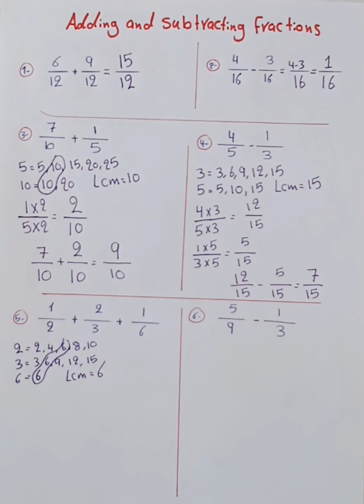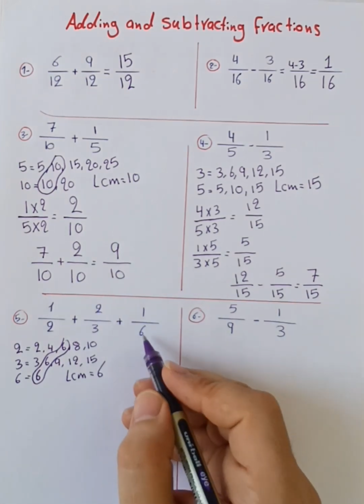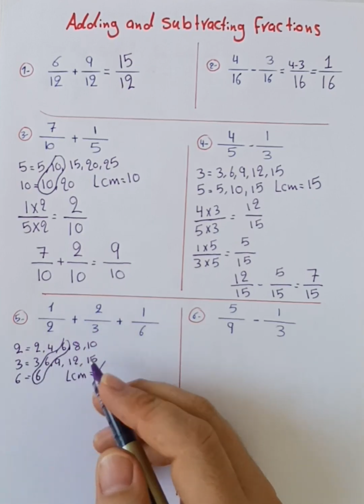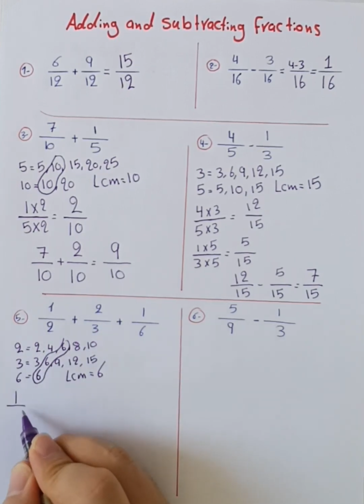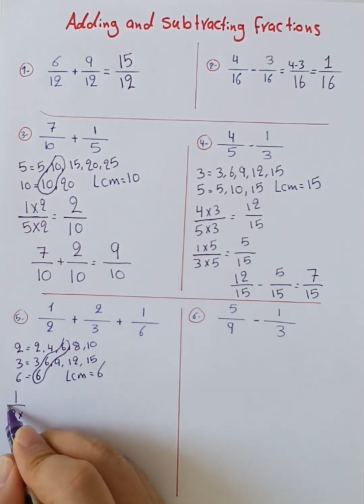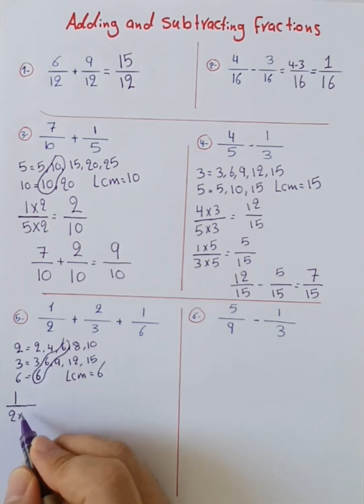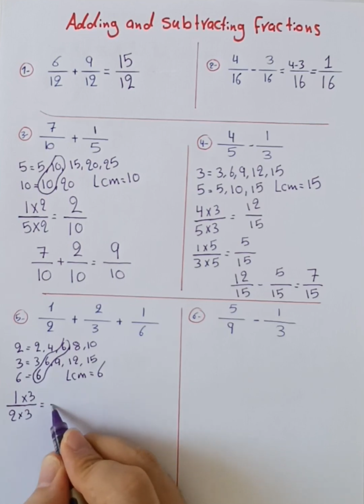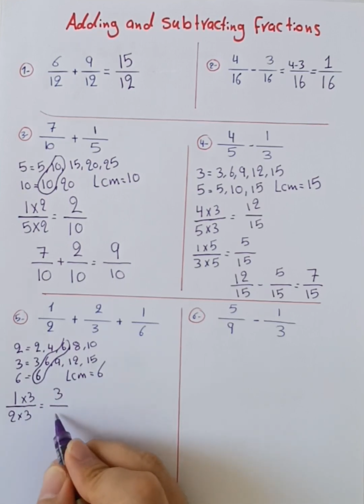After that, only one fraction has the denominator 6. We have to change these 2 fractions. 1 out of 2: we have to think, 2 multiplied by which number equals 6? By 3. 1 times 3 is 3. 2 times 3 is 6.